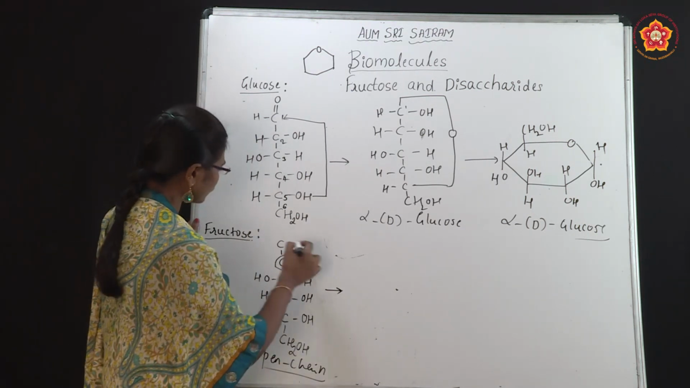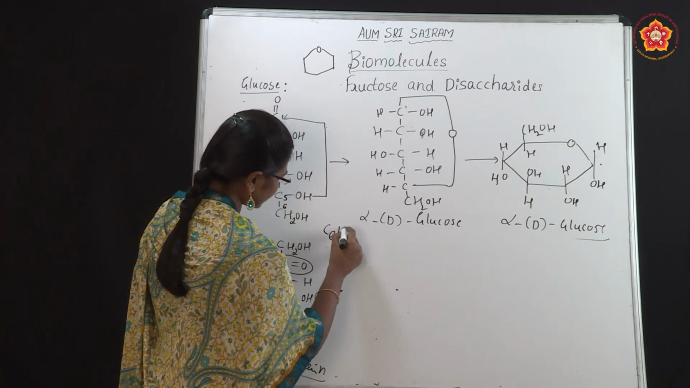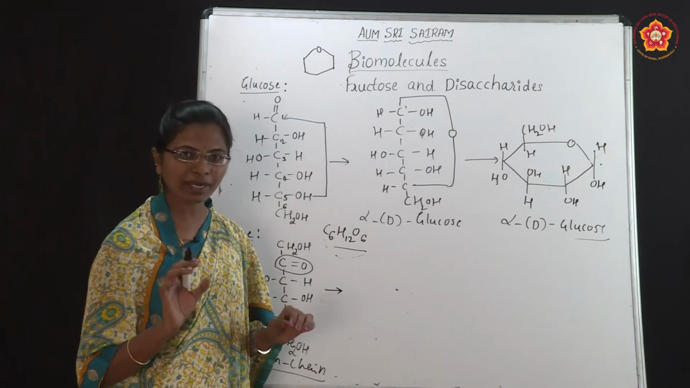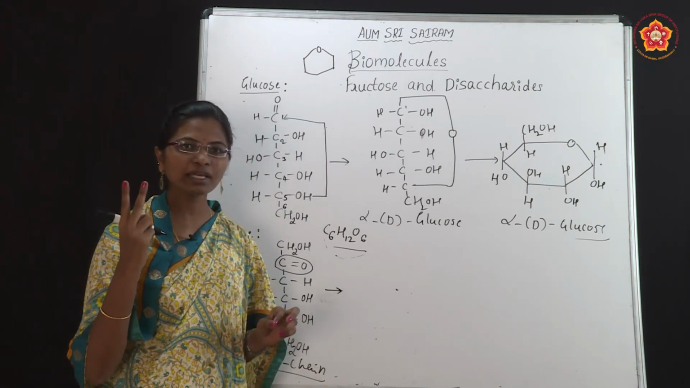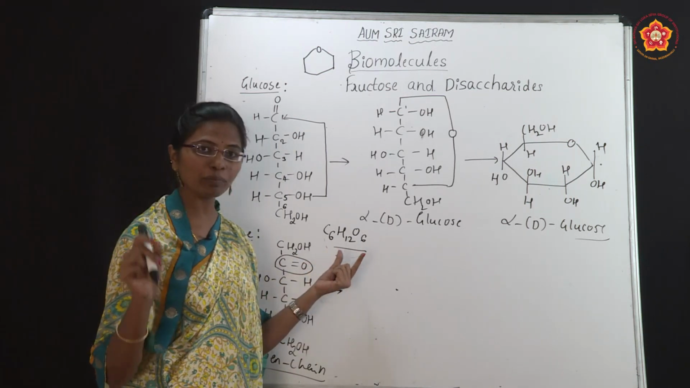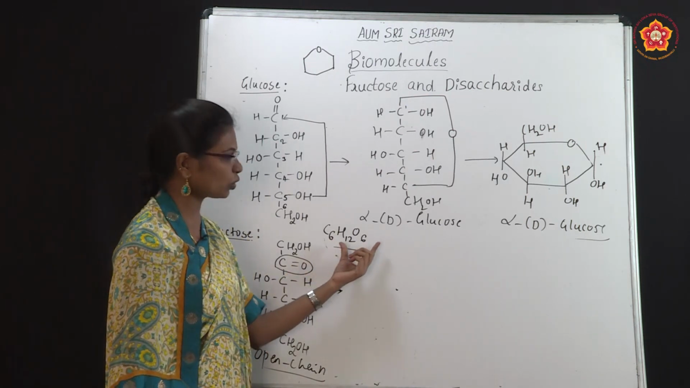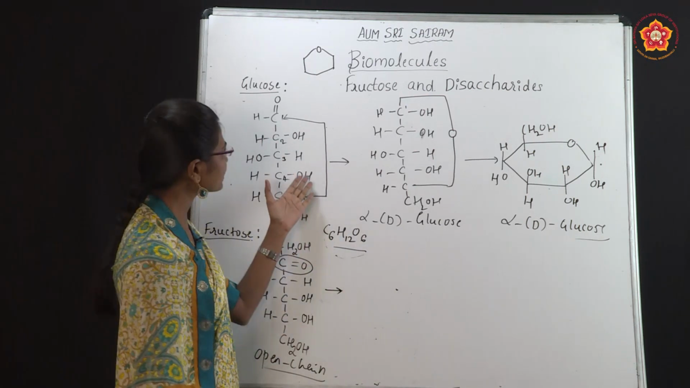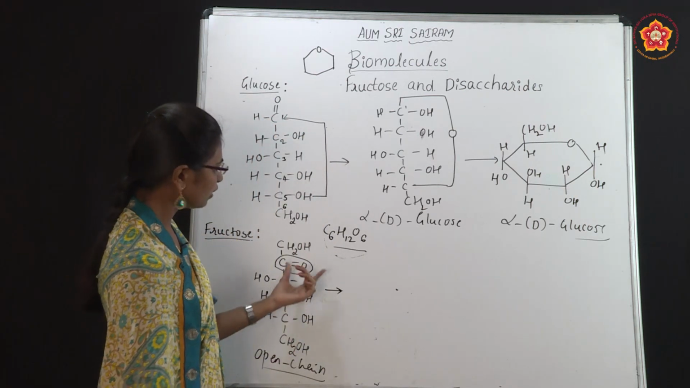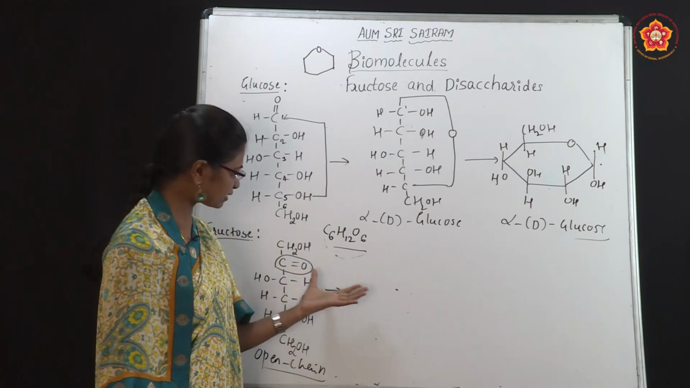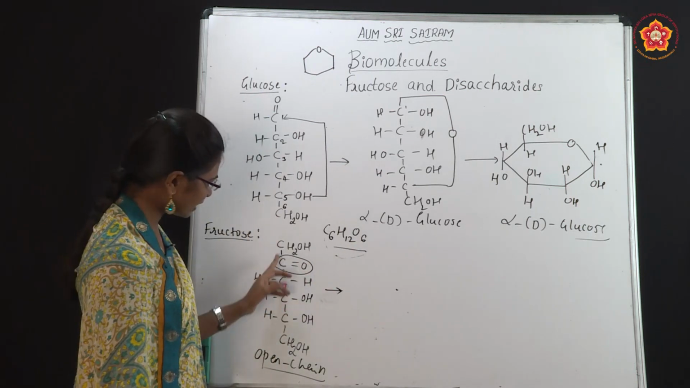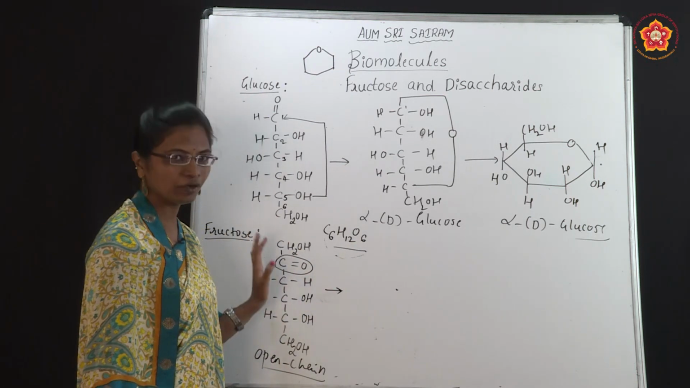You know glucose and fructose both have the molecular formula C6H12O6. When you hydrolyze sucrose, it gives two compounds, glucose and fructose, both with the same molecular formula C6H12O6. But glucose has an aldehyde as its functional group, while fructose has a ketone as its functional group. That is why it is called a ketohexose. Hexa means there are 6 carbon atoms present in fructose also.